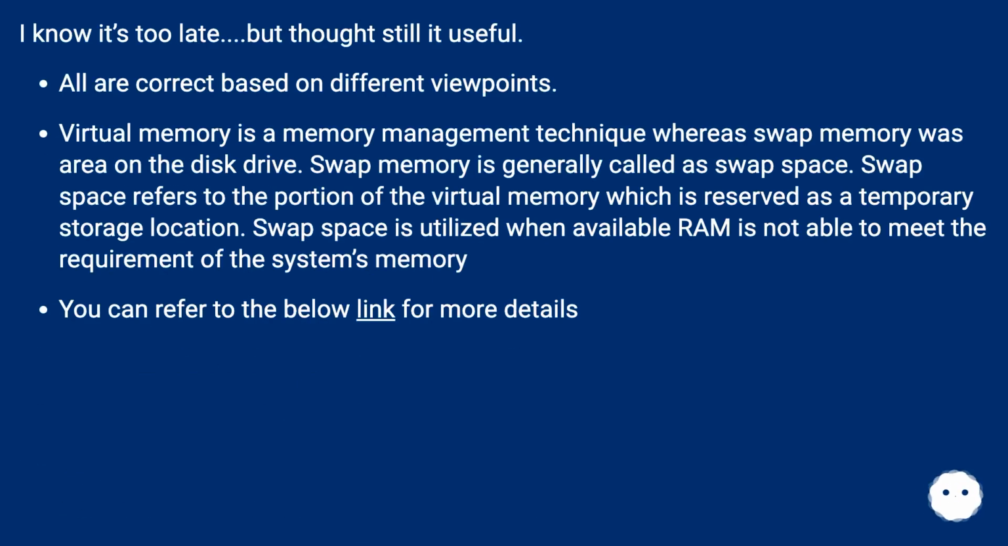I know it's too late, but thoughts still are useful. All are correct based on different viewpoints. Virtual memory is a memory management technique, whereas swap memory is an area on the disk drive. Swap memory is generally called swap space. Swap space refers to the portion of the virtual memory which is reserved as a temporary storage location. Swap space is utilized when available RAM is not able to meet the requirement of the system's memory. You can refer to the below link for more details.